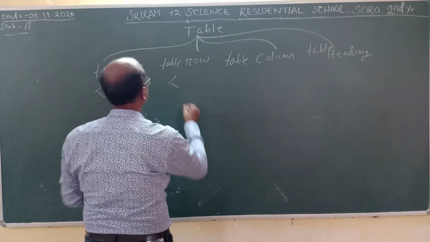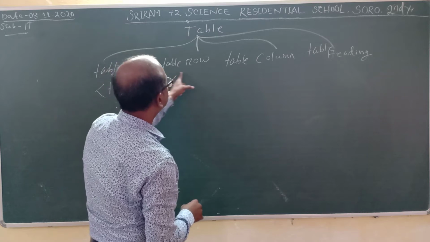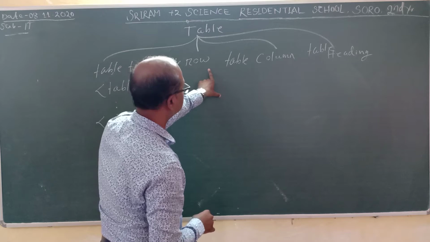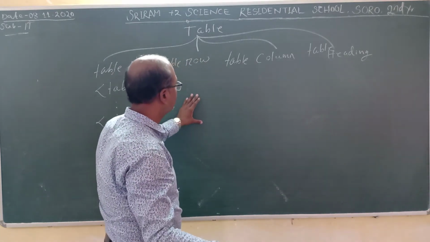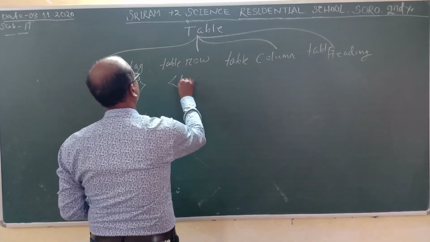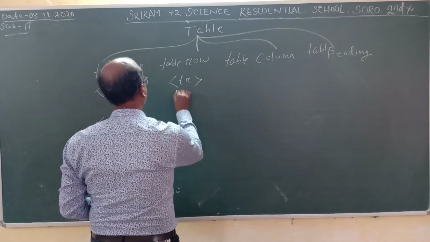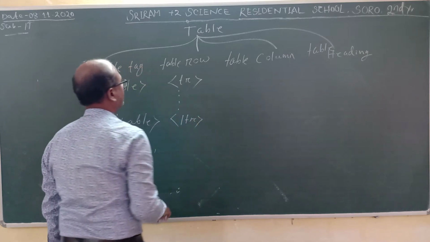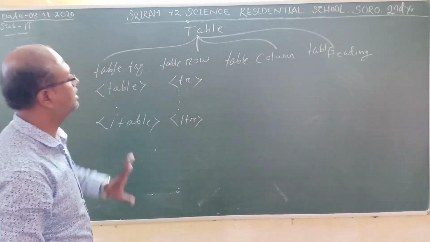A row is a collection of some cells in a horizontal pattern, and a row can be created using a tag known as the tr tag. This is the opening tag, and the closing tag is slash tr. Understood? This is one element of the table.